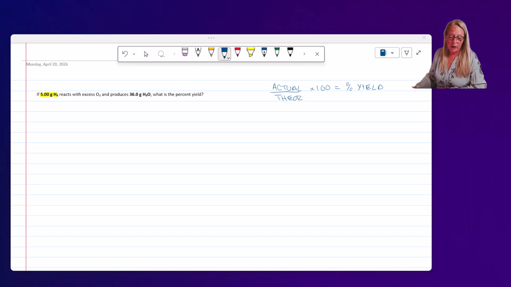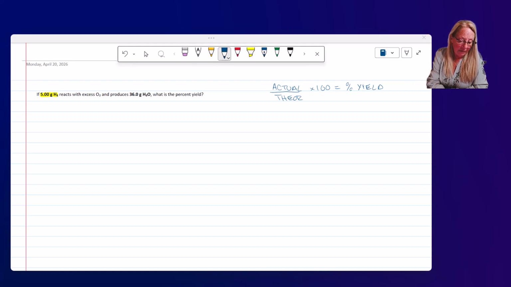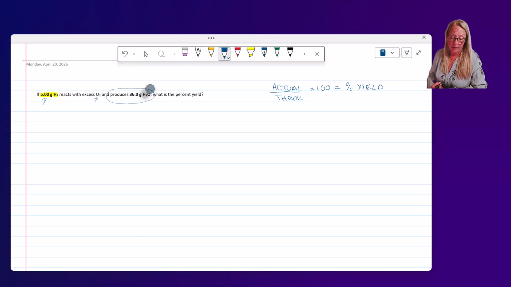Okay, as promised, here are some examples. I'm pretty sure I did this one in lecture, but it's always good to have it recorded anyhow. Let's see. So we are given 5 grams of hydrogen reacting with excess oxygen and producing 36 grams of water.